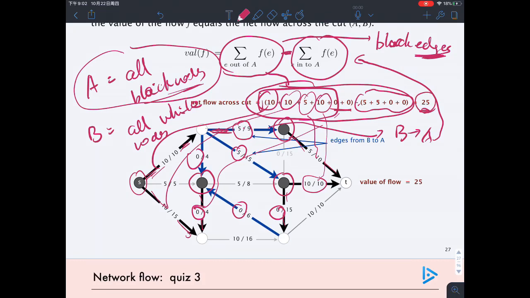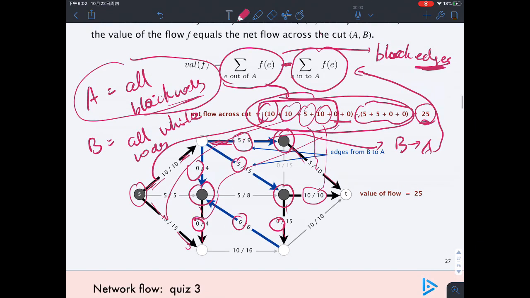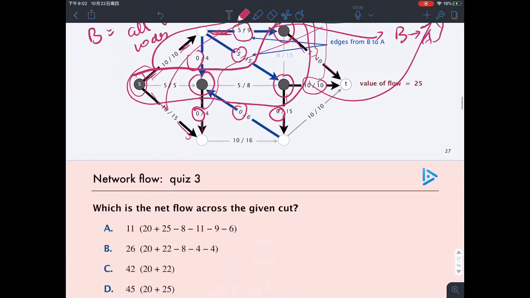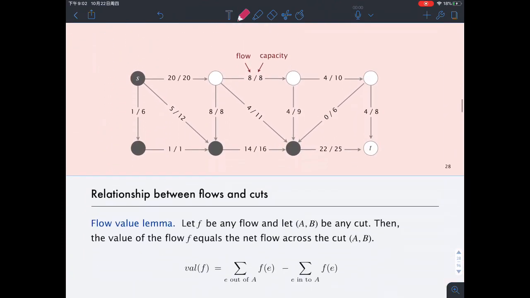So the whole moral of the story here is that regardless of what sort of cut you come up with, even with this very funny way of doing the cut, eventually we are able to calculate the value of the flow. The value of the flow basically means the total amount of flow we are pushing from A to B.